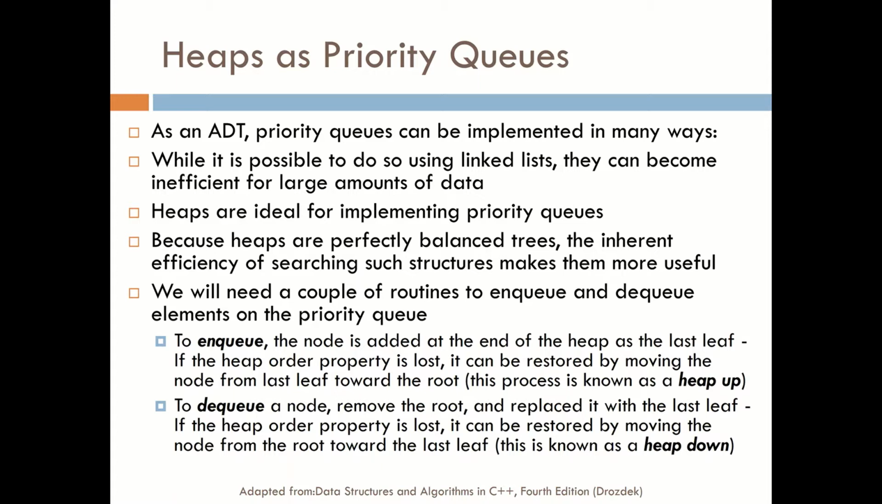To DQ a node, that is to remove a node, we will be removing the root. As we mentioned, whenever we DQ from a priority queue, we're removing the highest priority item, and that item is always at the root. So we will remove the root and we will replace it with the last leaf in the tree. If doing so violates the heap order property, we can restore that by moving that node from the root toward the last leaf. It'll stop somewhere in that path. And this is known as heaping down.